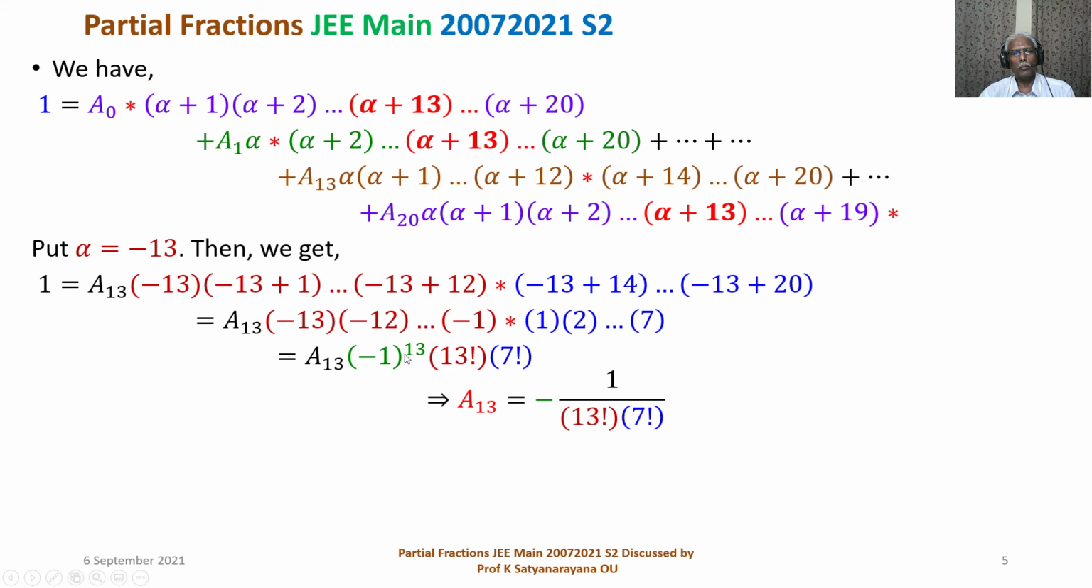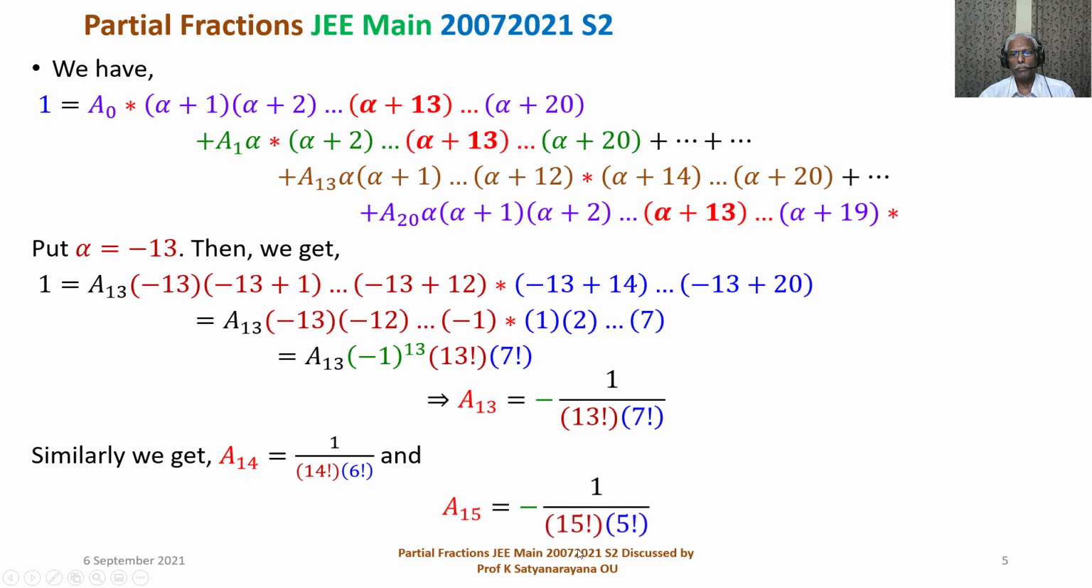This minus 1 to the power of 13 comes for the 13th term, k is equal to 13. If k is equal to 14, a14 has minus 1 to the power of 14 into 14 factorial into 6 factorial. Similarly, a14 is equal to plus 1 by 14 factorial into 6 factorial. And if you take a15, again minus will come: minus 1 by 15 factorial into 5 factorial. Thus, we have obtained a13, a14, a15, and we are ready to compute the result.